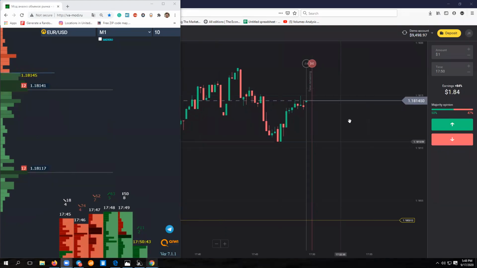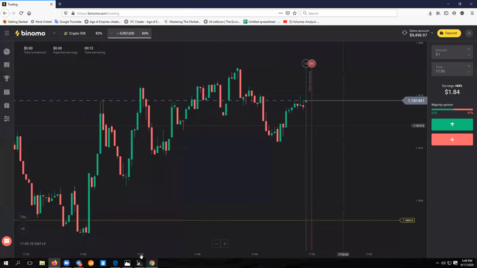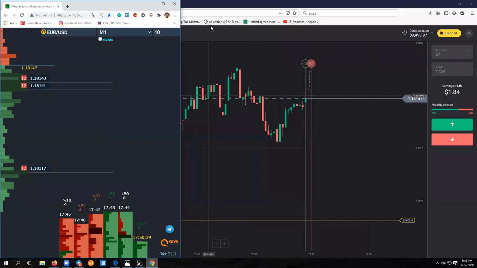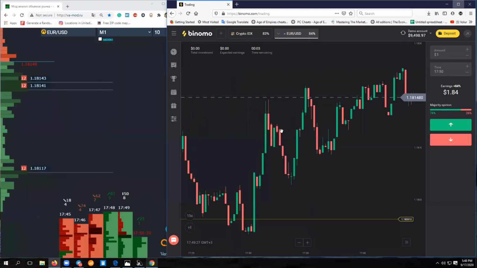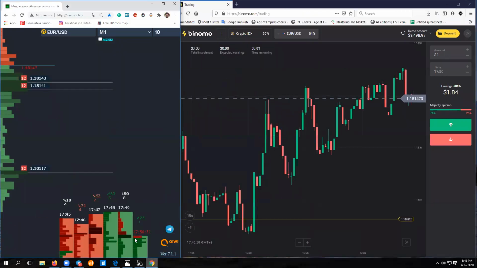Then when you mix the NinjaTrader analysis with the volume profile, your analysis will be correct at least 90 to 95%, sometimes 100%. Okay, when we use the water flow.